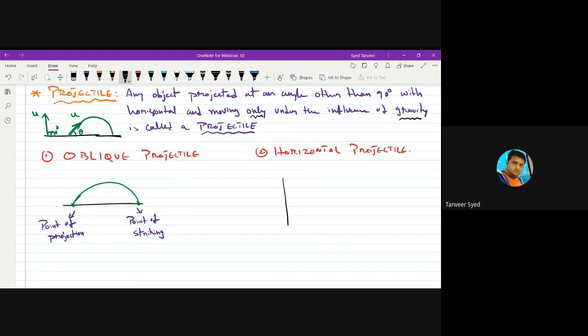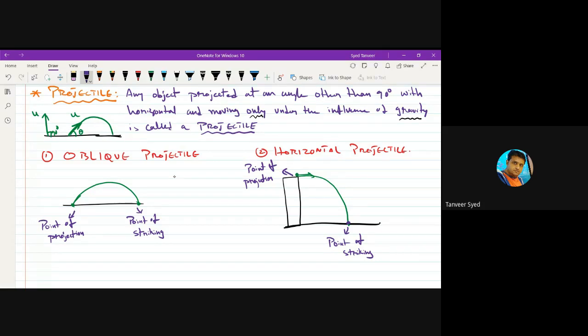On the other hand, suppose this is a tower or a building, and from the top of the tower you are throwing a ball or a stone horizontally. Its path will be like this. It will fall somewhere here. So in this situation, the point of projection is here, and the point of striking is here. The point of projection and point of striking are not in the same plane.